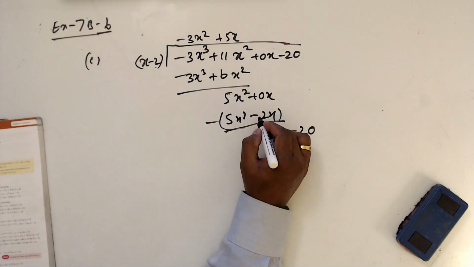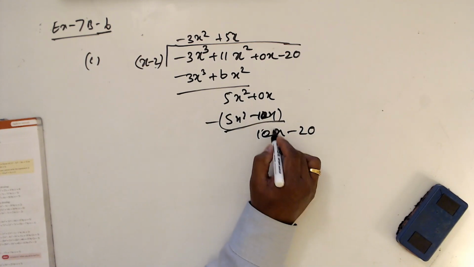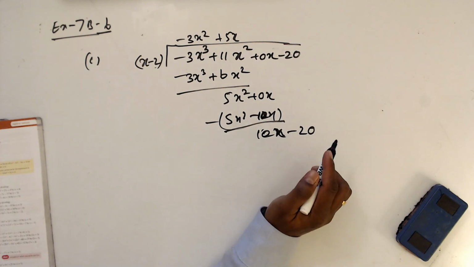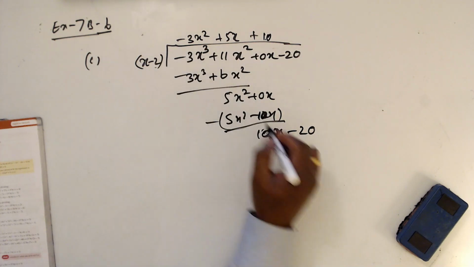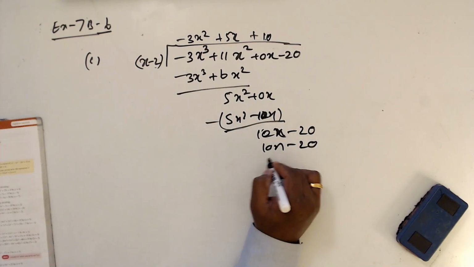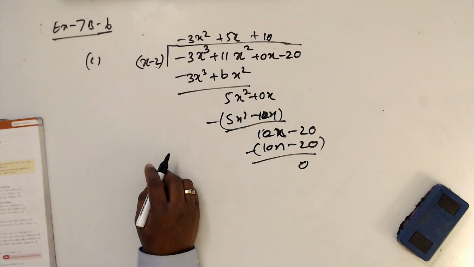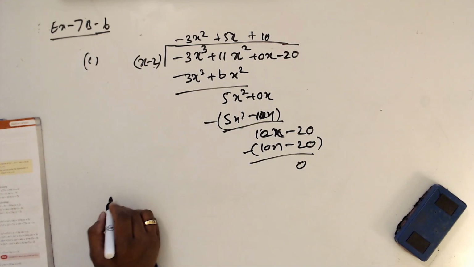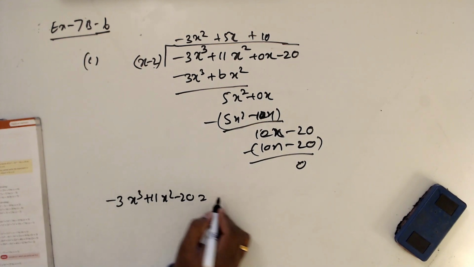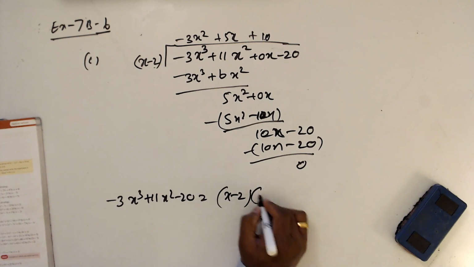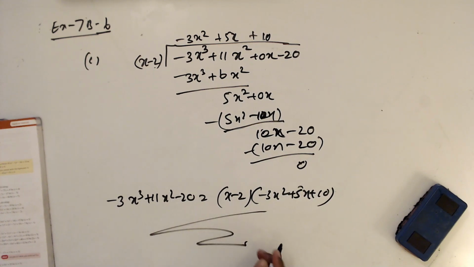5 times 2, not 2, it is 10. Then this is going to be 10x. And then this is going to be 10 times x, 10x minus 20. We have to subtract, 0, minus 3x plus 5x plus 10. Now the answer is minus 3x cubed plus 11x squared minus 20. You can write x minus 2 times minus 3x squared plus 5x plus 10.